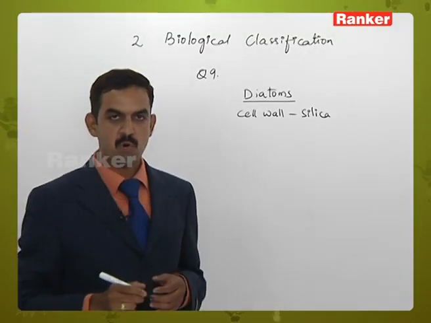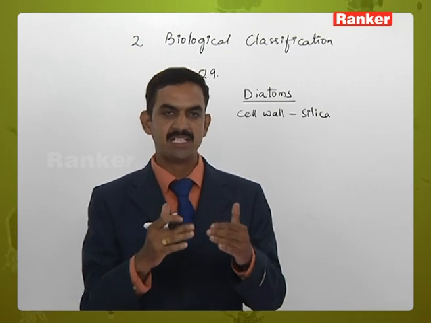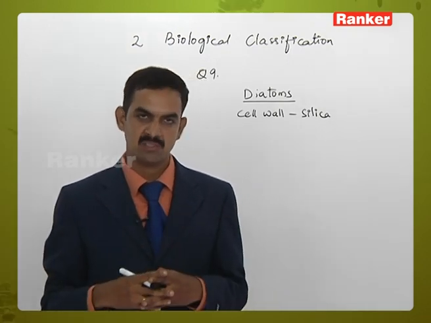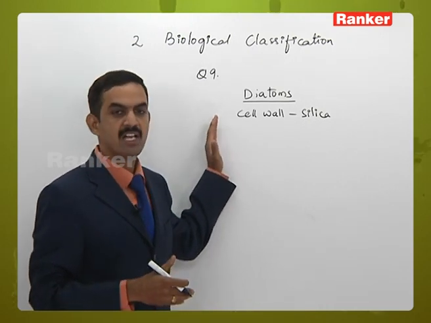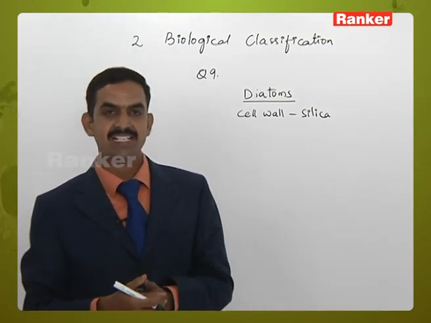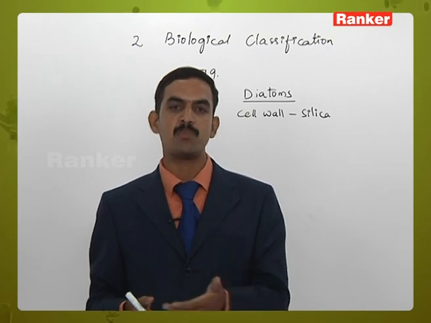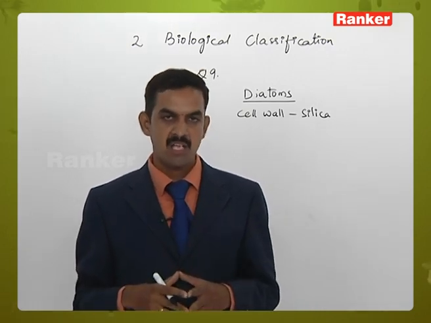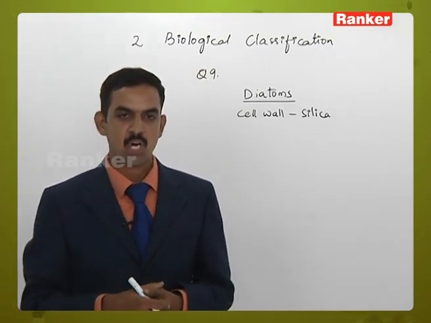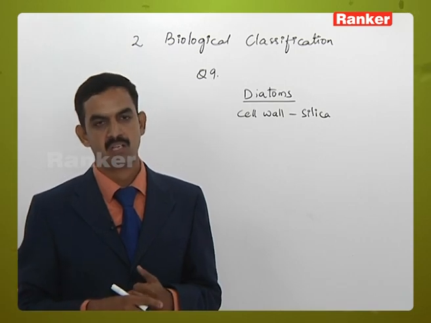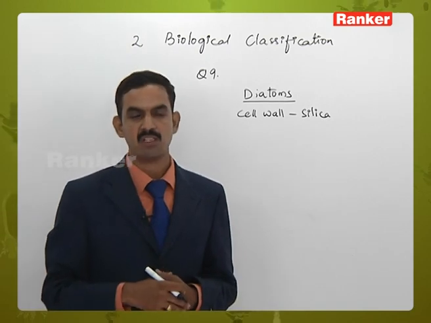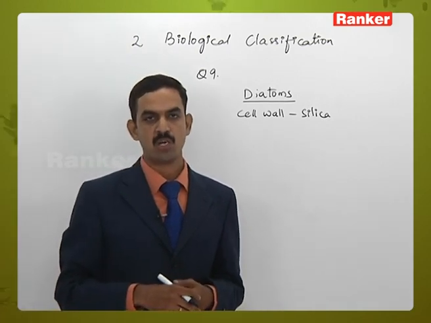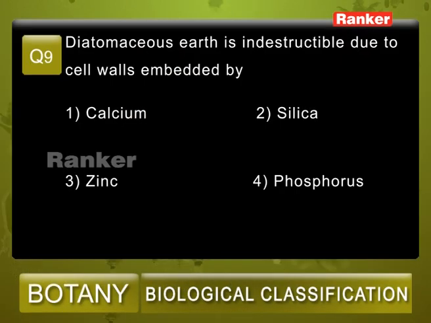This silica is deposited on both the epitheca and the hypotheca. This silica material is indestructible and it gets accumulated in the deeper parts of water bodies, and we call that Kieselguhr or diatomaceous earth. So out of the given options, diatomaceous earth is made up of a chemical called silica. Question number 9, the correct answer is 2.